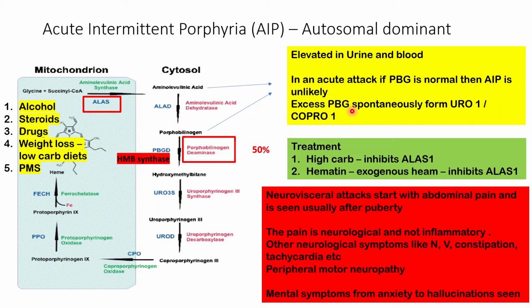How do we treat it? We treat by giving a high carb diet. Okay, because high carbohydrates inhibit ALA synthase 1. So once ALA synthase 1 is inhibited, automatically the downstream pathway intermediates decrease. The second is, we give exogenous heme, which is known as hematin, which also inhibits ALA synthase 1. Okay, so this is about acute porphyrias.